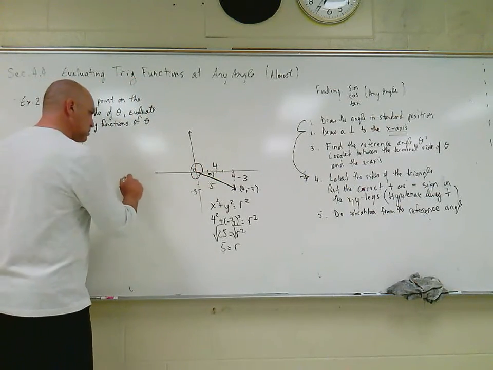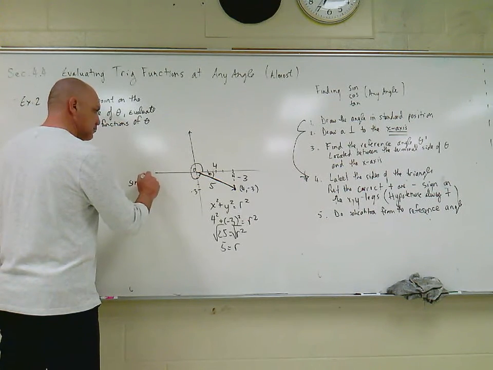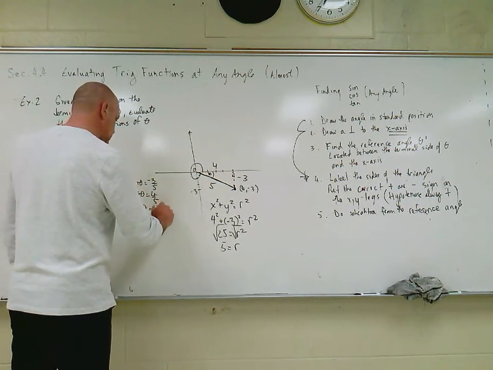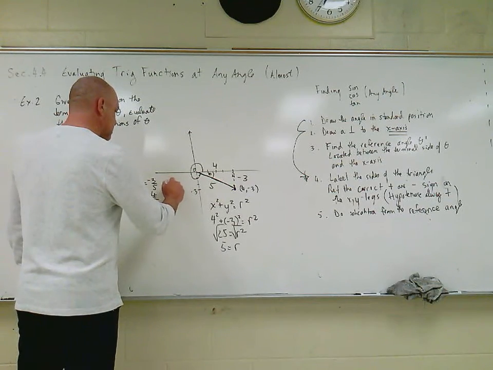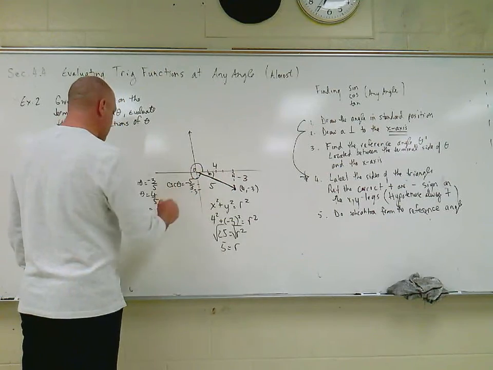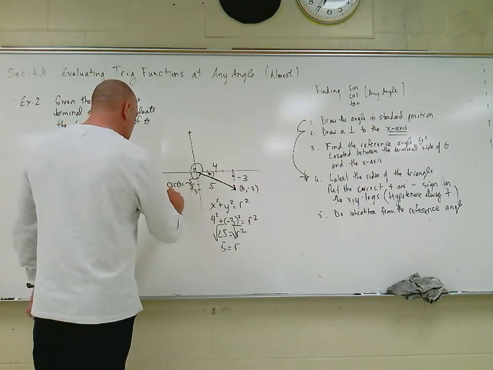Okay, so let's see, sine of theta, we got what? Cosine theta. Tangent theta. Cosecant theta. Yeah, just put your negative in front, that's right. Don't do 5 over -3, kind of awkward. Secant theta.